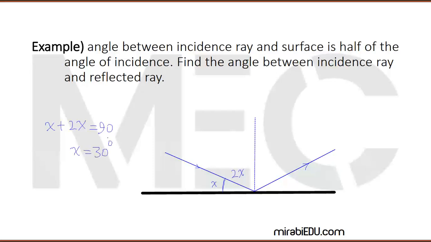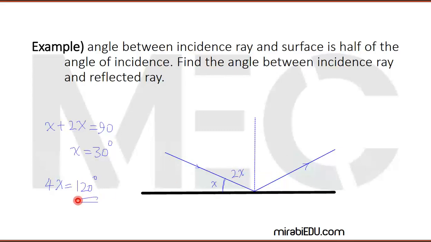And then find the angle between the incidence ray and the reflected ray. So 2x plus 2x will be 4x. So 4x is asked in this problem. This is the answer to this problem. The angle between the incidence ray and the reflected ray is 2x plus 2x, 4x.